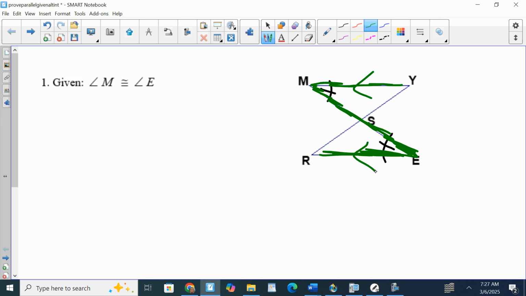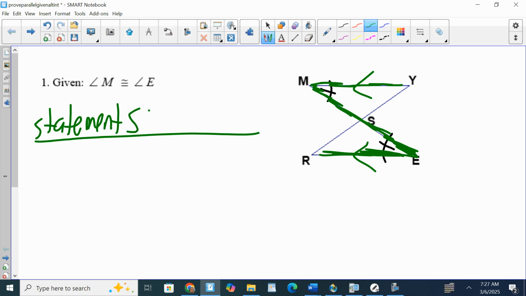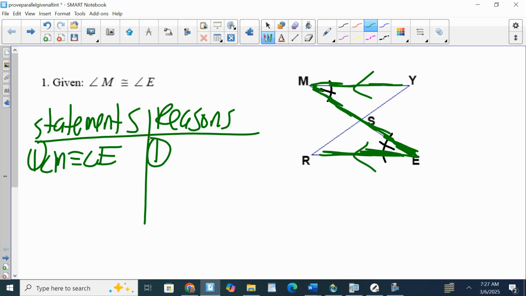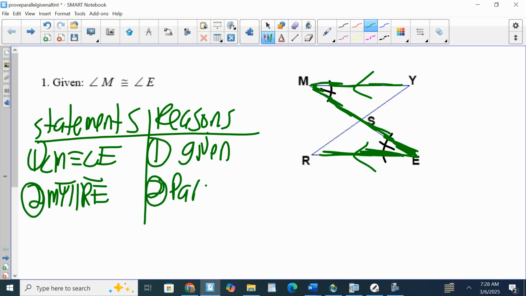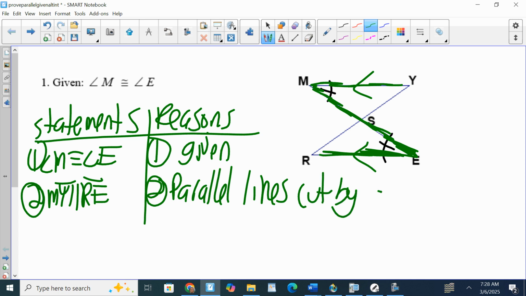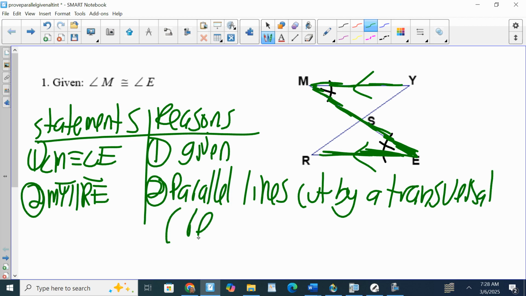So to put that into the proof, statements, reasons, angle M is congruent to angle E, given, and then I can state that MY is parallel to RE, and the reason is parallel lines cut by a transversal create congruent alternate interior angles.